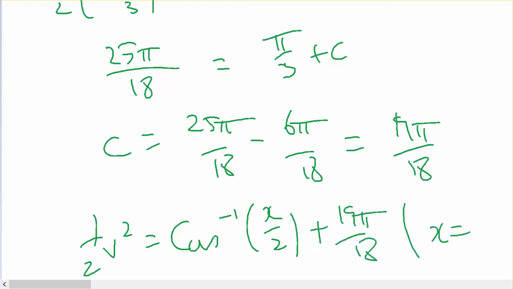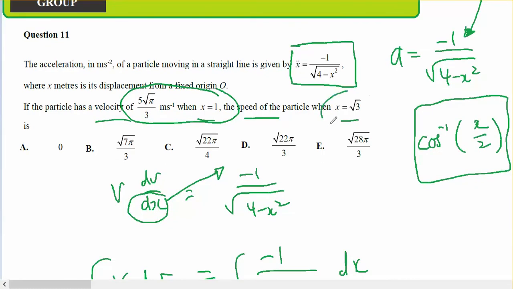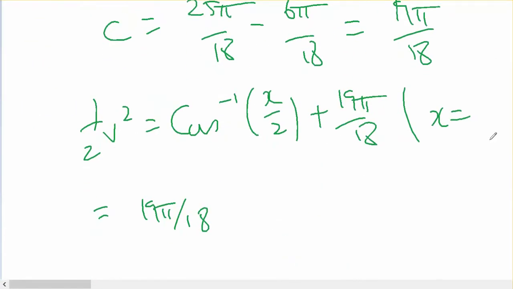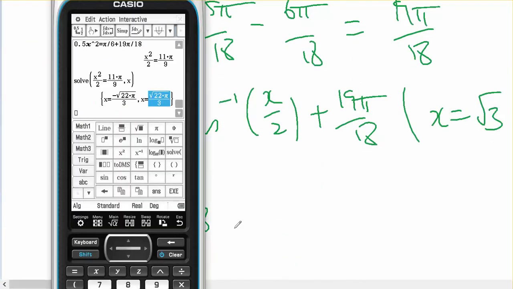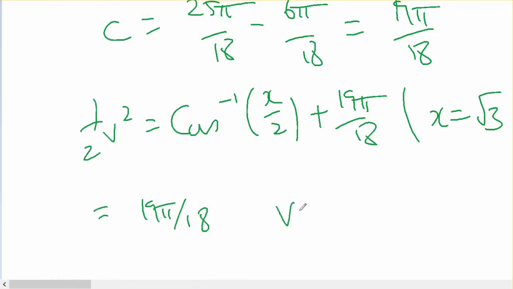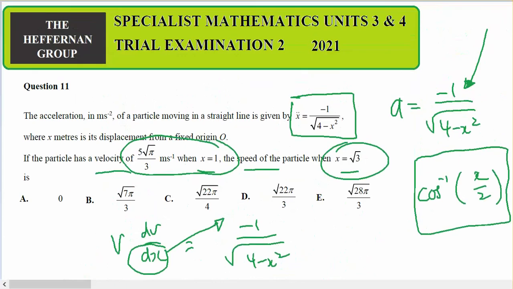Given x equals, remind me, root 3, find v. Therefore, on my calculator, that's that expression there. v equals plus or minus root 22 pi on 3. And since it's speed, I'll take the positive answer, which gives me D as being my answer. When I did my cut and paste, I lost the top of my square root, but in the question, that's there. So D.